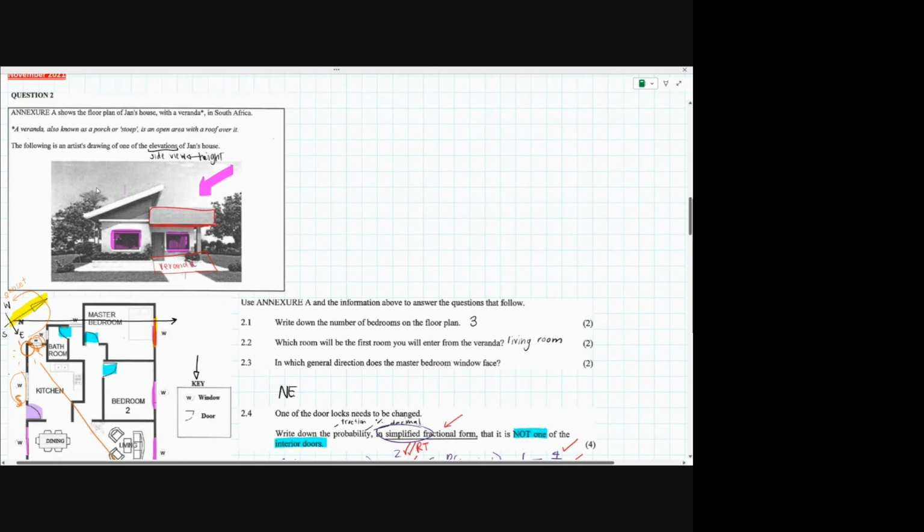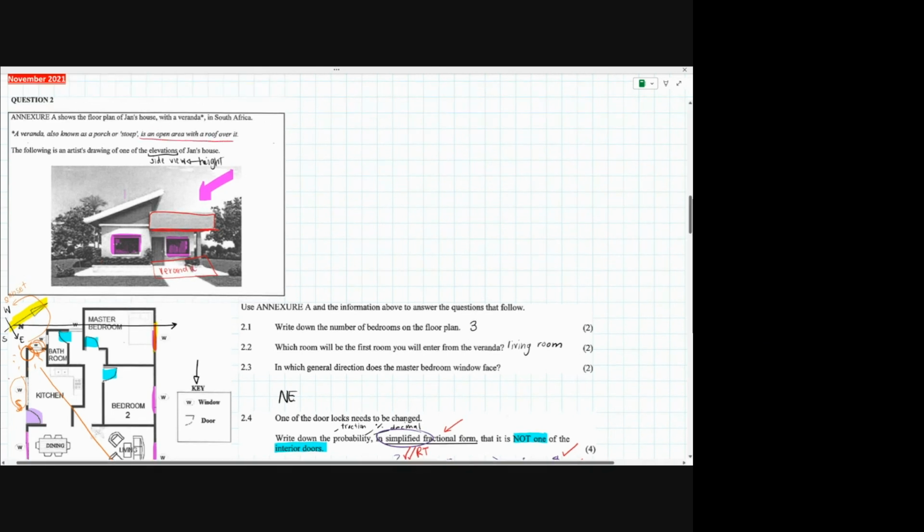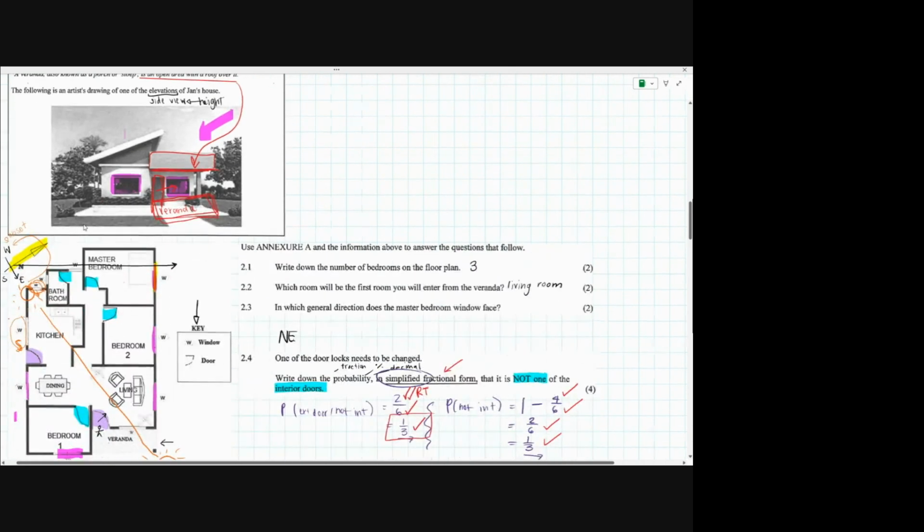And we said here, it is an open area with a roof over it. The overhang is the roof. So this is our veranda portion of our house. It also makes sense because we said earlier that this door over here goes from the veranda into the living room. And we saw that on the plan. Here's our veranda at the front of the house. There's the door leading straight into the living room.